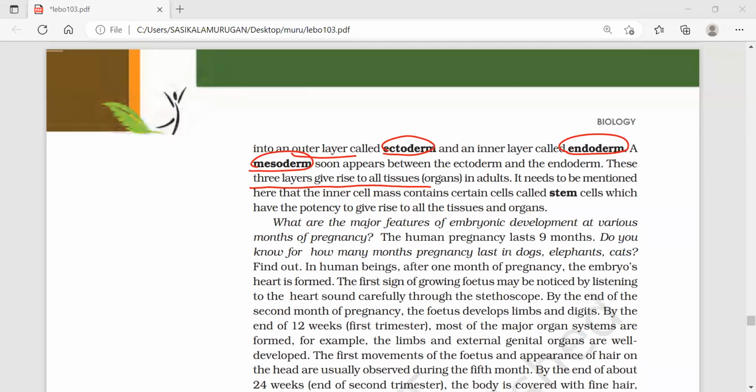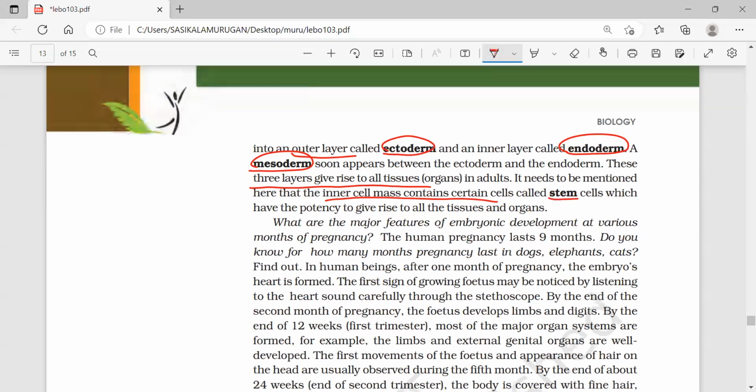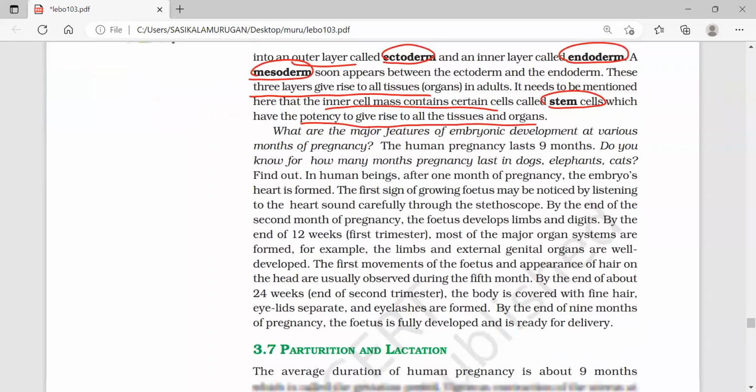As I said earlier, the inner cell mass contains many cells. They are called stem cells, which have the potency to give rise to all the tissues and organs. Is it clear?